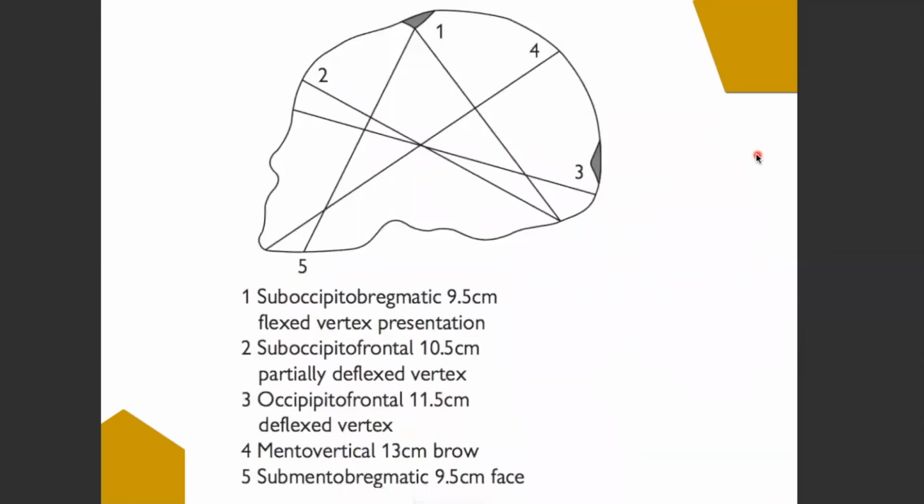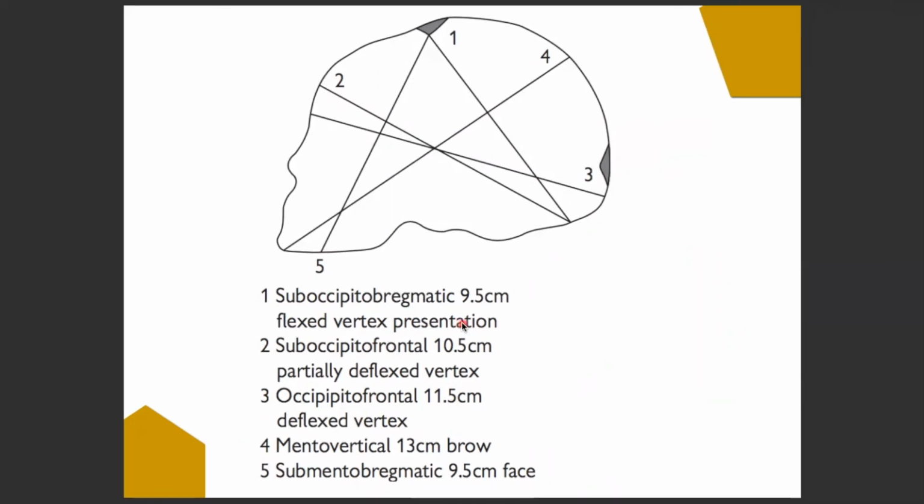So in each of these types of presentations, we would have a different diameter. Start with the suboccipital-bregmatic, which is 9.5 centimeters. It is when the baby is fully flexed, so you would start below the occiput all the way to the bregma, which is basically the anterior fontanelle. And that diameter is 9.5 centimeters. It's a good diameter. It's smaller than the pelvis, and it can squeeze in really well. So that is the fully flexed vertex presentation, which is a good presentation.